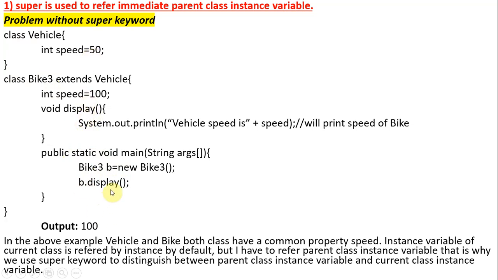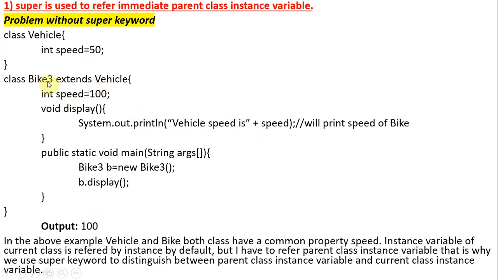Okay. So if you observe the output, what is happening here? 100. But actually I want to print the vehicle speed, right? The vehicle speed is actually 50, but here I am getting 100. So why? Because we are calling speed, and here we have a local variable speed.